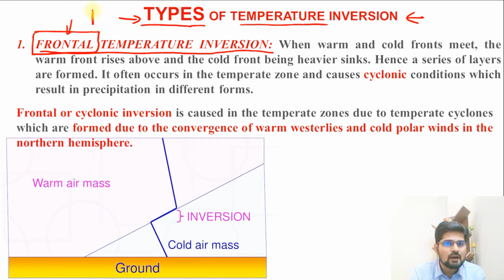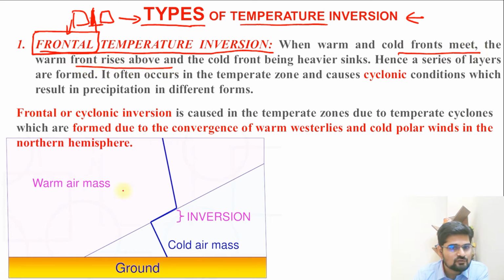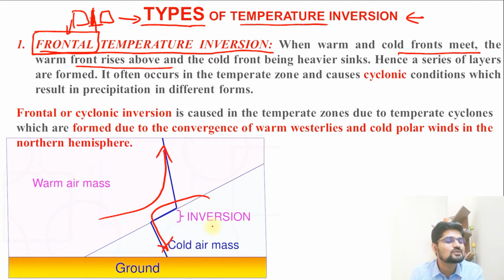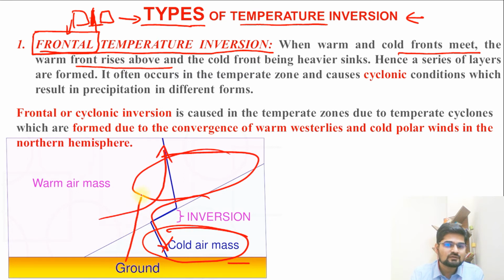The front is the boundary where this air and this air are interacting. So it is at the front, it's like at war. On the front, when warm and cold fronts meet, what happens? The warm air will rise above automatically and cold air will go down automatically, right? Now in that situation, what happens? Automatically you understand that this is the ground. Now cold air is near the ground and warm air is hanging above. So if you go up, what will happen? Normally temperature should decrease, but in this case temperature will increase. So this kind of activity is called frontal temperature inversion, where warm front and cold front meet.